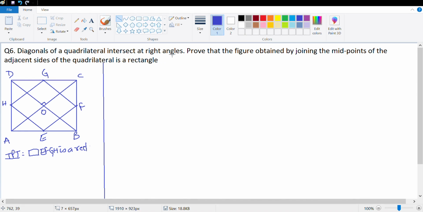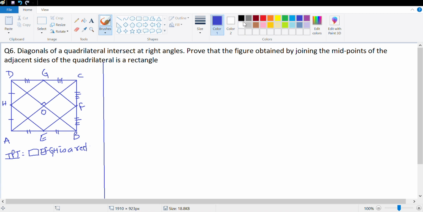Okay? So what is given is, let's mark that AE and BE are equal, BF and CF are equal, CG and DG are equal. So these two sides are equal, these two sides are equal, these two sides are equal. Perfect. This is what is given. So let's start writing something.